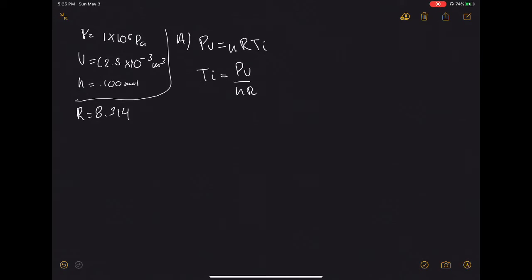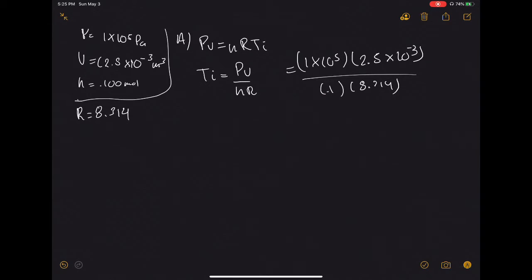So I'm just going to copy the information that we got into the formula. It's 1 times 10 to the 5 times 2.50 times 10 to the negative 3, and that's over the 0.100 mole times 8.314, and that's going to give us the initial temperature, which is 300 Kelvin.